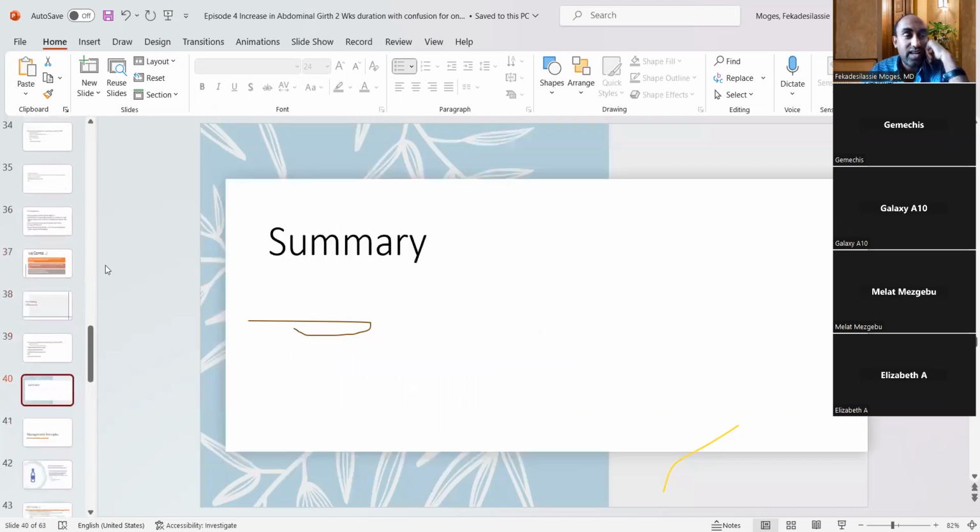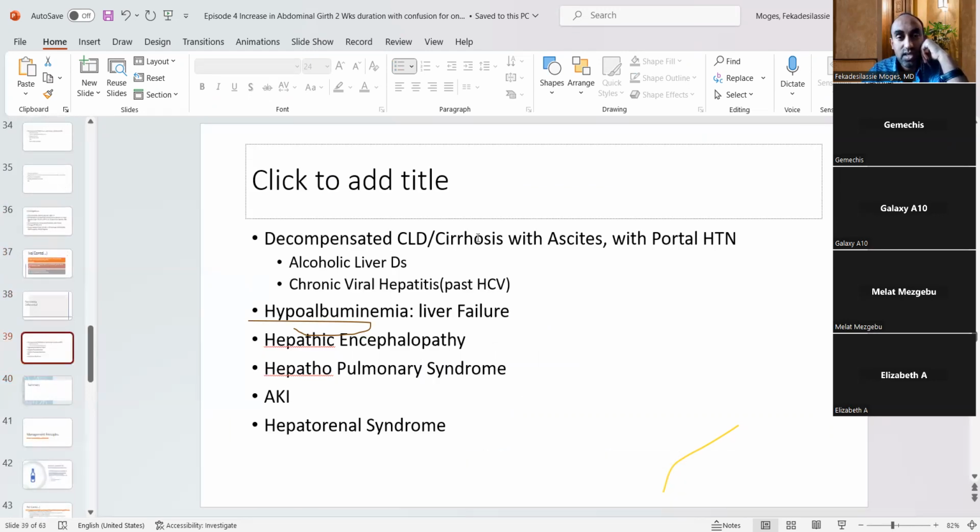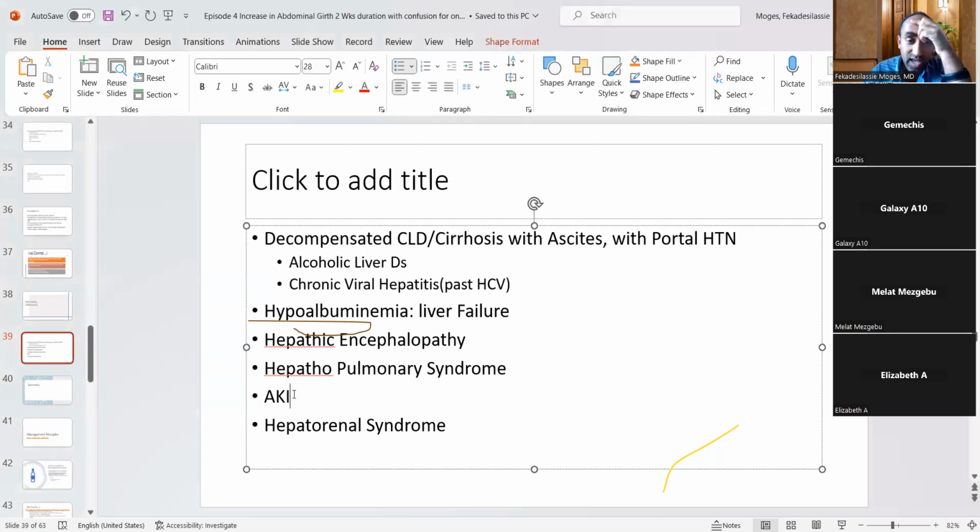ኦልሞስት በቃ we have got the final diagnosis አይደለ? We got the final diagnosis. Pretty much this is the diagnosis. Decompensated CLD cirrhosis, and the main pathophysiology is due to alcoholic liver disease and chronic hepatitis C virus infection. And these are manifestations or complications of this CLD, be it hepatic encephalopathy, hepatopulmonary, hepatorenal syndrome, AKI. Actually, I can kick out AKI because that's included in the diagnosis of hepatorenal syndrome. And this patient is dealing with all these things at this point.